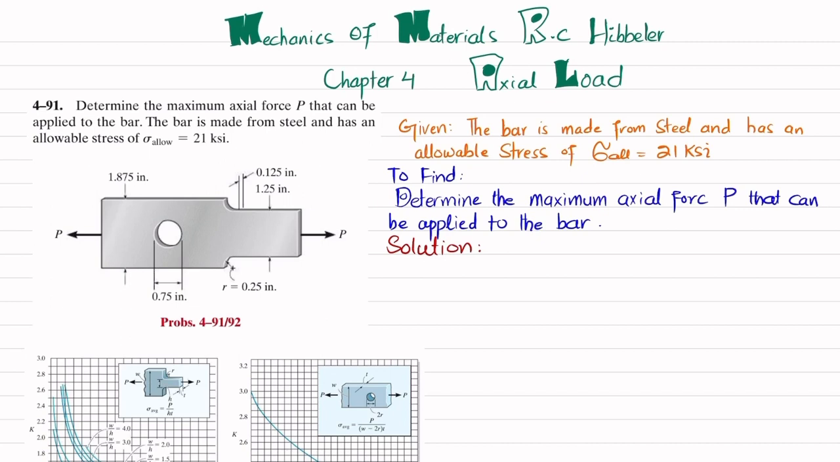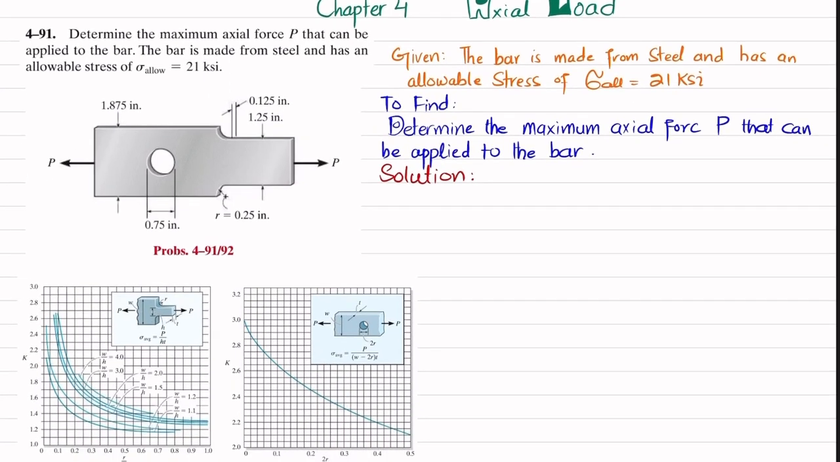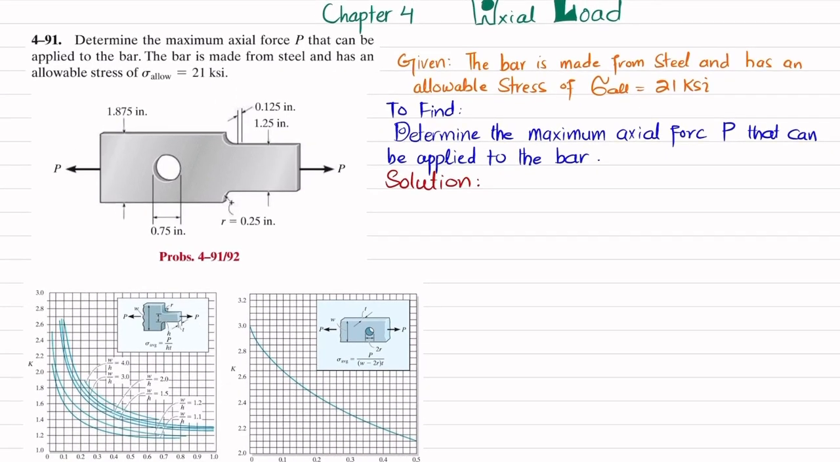As you can see, there is a hole and a fillet, so we will need the stress concentration factor. For that you can see figures 4.23 and 4.24. We will use these terms: you can see here W, R, H and T, and here W, T and 2R. So we will find this W.